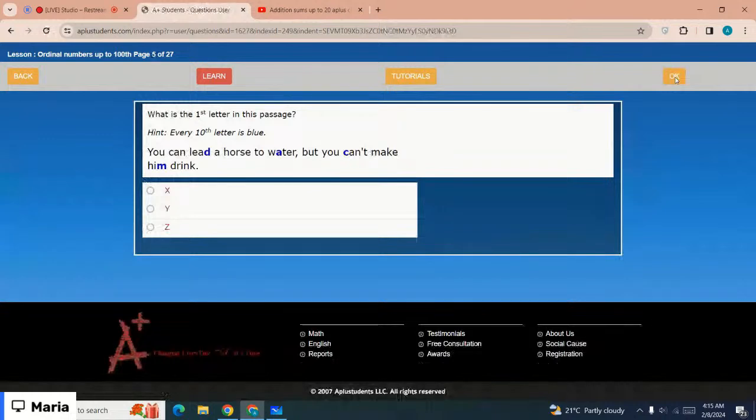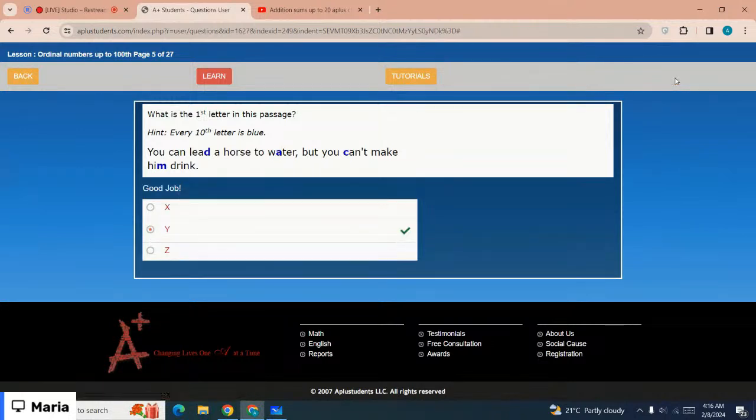The next one is what is the first letter in the passage? So, which is the correct option? Yes, the first one is Y is the correct option. Very good.